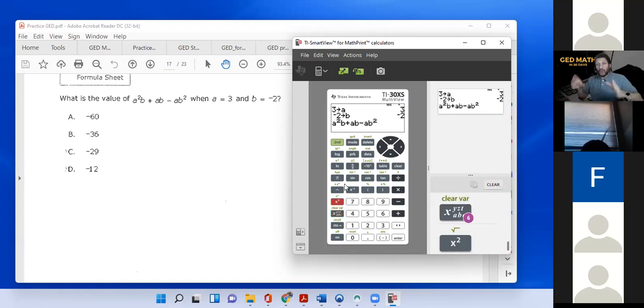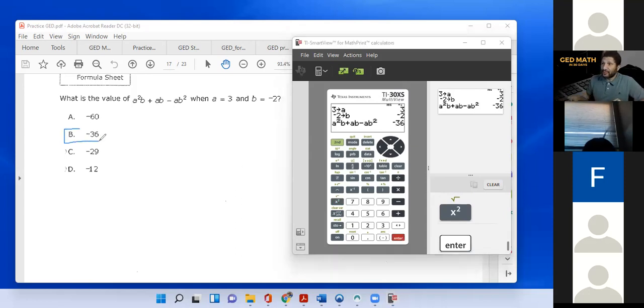So what you want to take into account is once you store those variables, whatever expression you see directly on your test, you should be able to put directly on your calculator. Then when we press enter, oh, that's not the answer I got. I got -12. It's -36. So what I was doing was showing you the common mistakes people make on this type of problem.